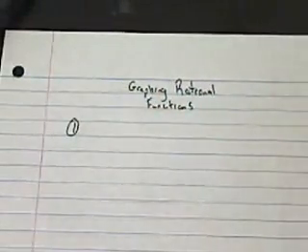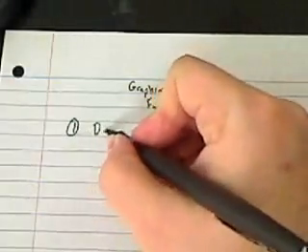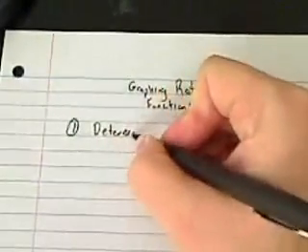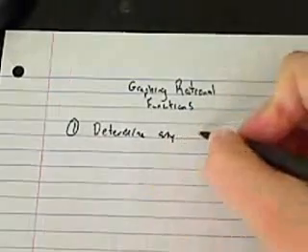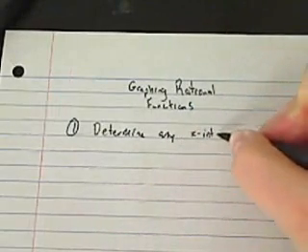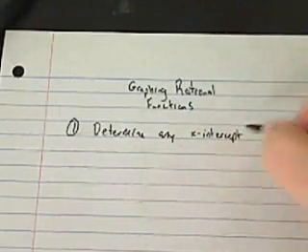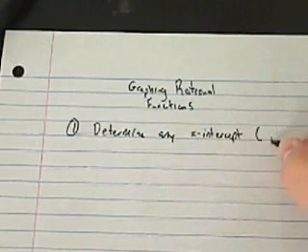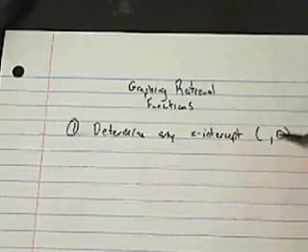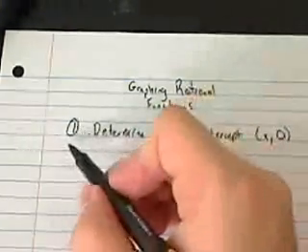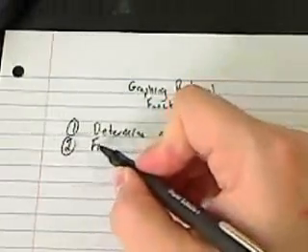So the first step that we're going to do, and this is going to be a new one this year, as we did not do this last year in Algebra 2, is we need to determine any x-intercepts. And the way we determine if there is an x-intercept is we will set the equation equal to 0 and solve for x. The second item that we need to take care of is we need to find the y-intercept.